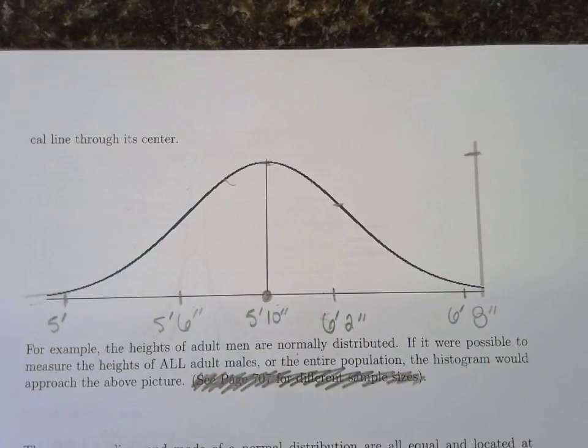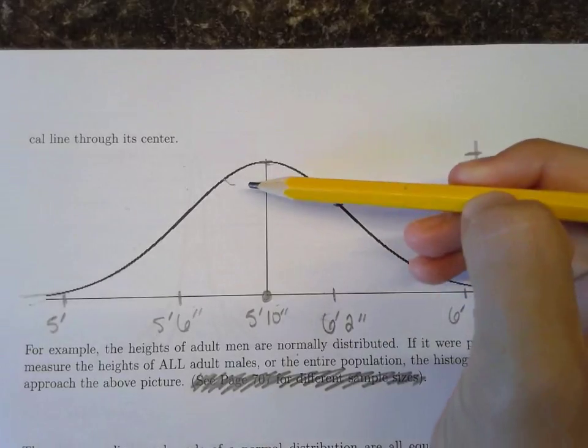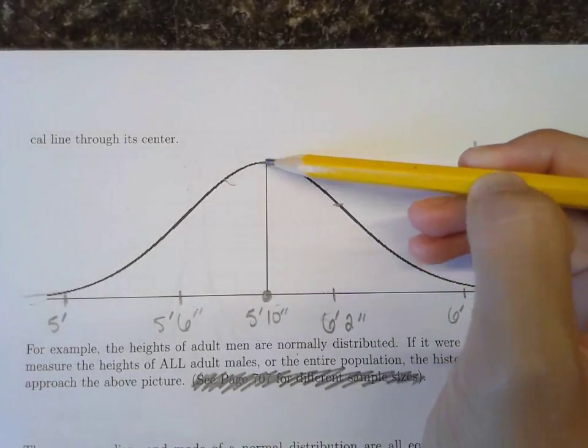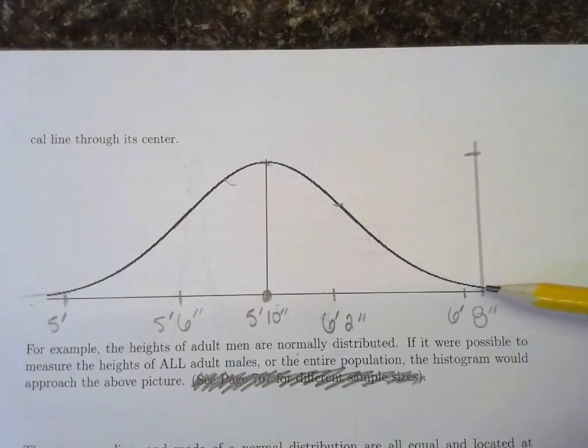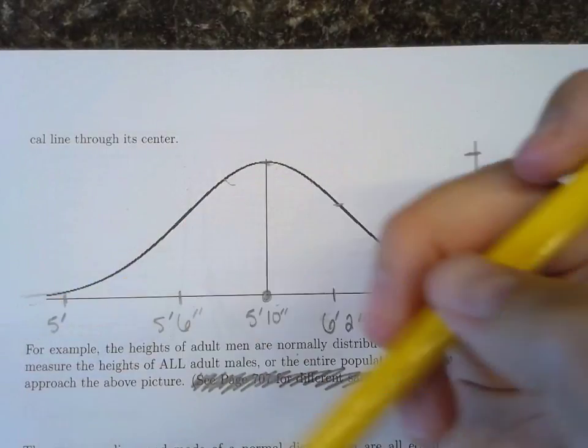So this is how the normal distribution works. The average represents the most. As we move to the right, we have less and less. As we move to the left, we have less and less.